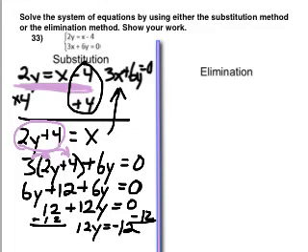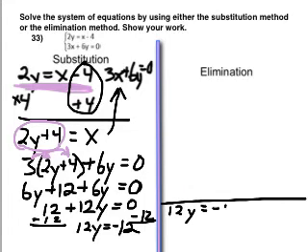I'm running out of room, so I'm going to steal some of the elimination side room. I have 12y equals negative 12. Divide both sides by 12 to get y alone, and I end up with y equals negative 1. Now, because y equals negative 1, I stick this back into the equation. You always want to stick them back into the equation to check. You're going to check both equations to make sure it works.